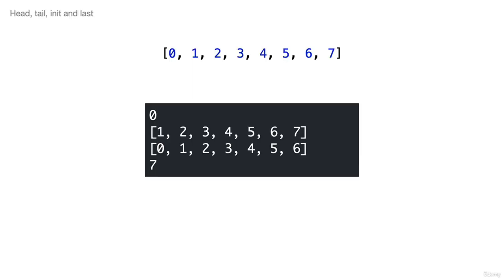Let me show you the result of the exercise. The first operation returned the first element as a single value. The second operation returned a list with all elements except the first one. The third operation returned a list with all elements except the last one. The last operation returned the last element as a single value. These four operations are very common when working with lists. They even have their own names.